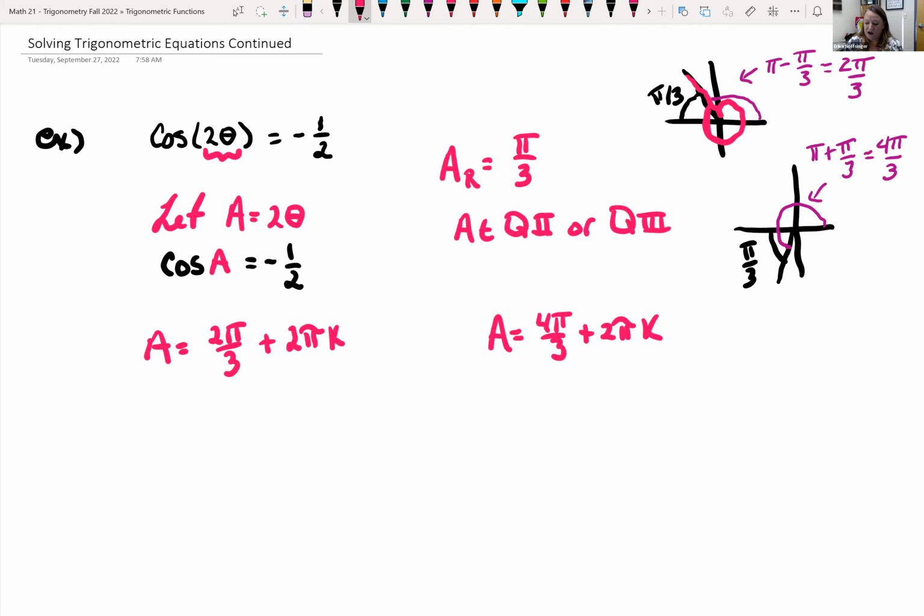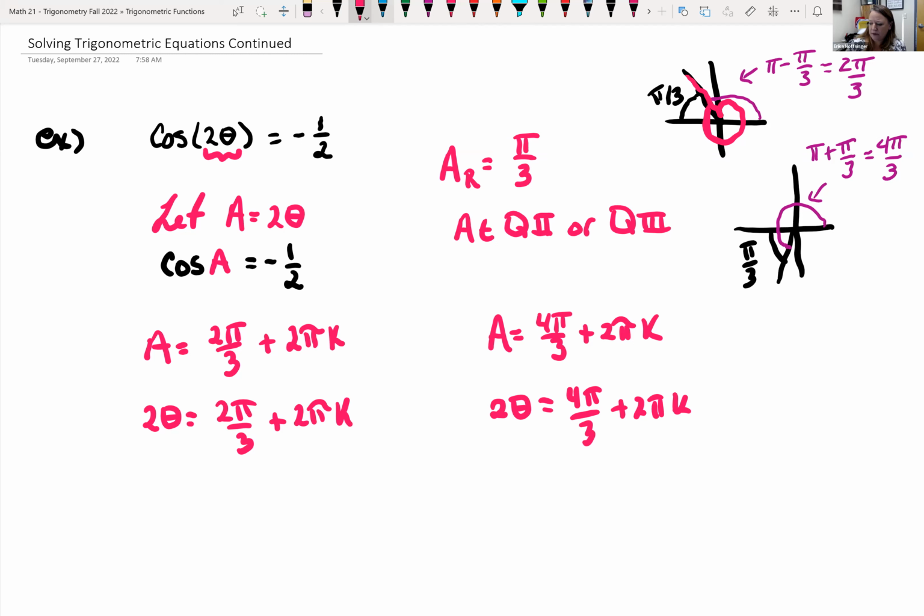So let's rewrite our angle. A was 2 theta. So we have 2 theta here is equal to 2 pi thirds plus 2 pi k. And we have 2 theta here is equal to 4 pi thirds plus 2 pi k. So getting theta by itself in each one of those equations, we can do that by dividing by 2.